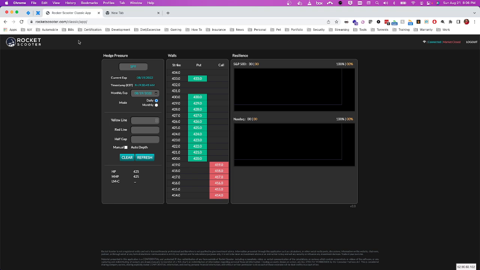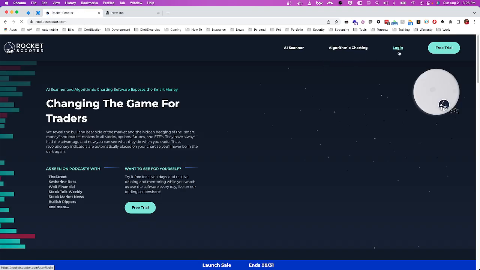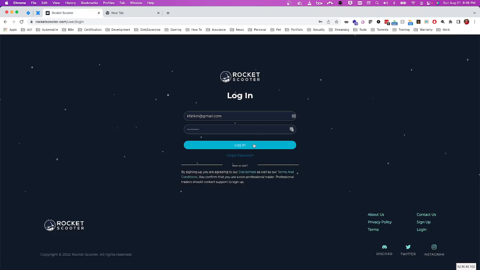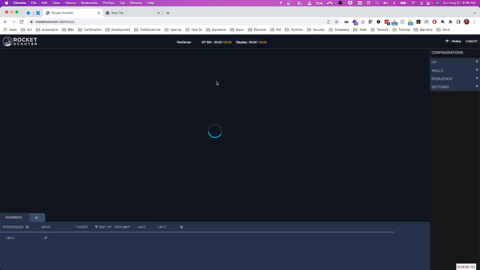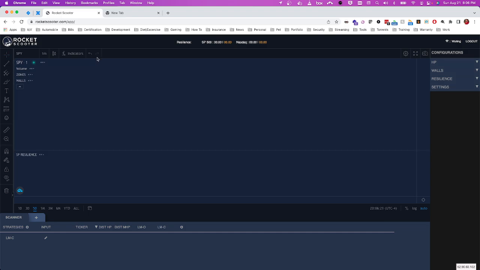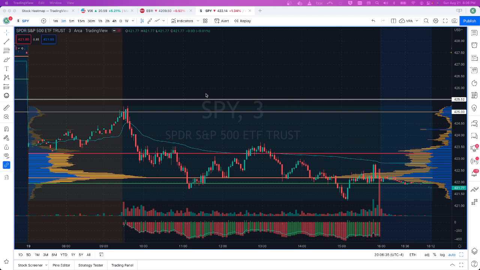Unfortunately, when I pull up Rocket Scooter, you can see if I load their main app here, I can use the classic app, but the main one right now doesn't show historical data. So if I try to pull it up, it's just going to tell me in the top right that it's not connected. So I have to use screenshots that I took from the day, but that's okay. I'll also show you how I mark it on the chart because I do trade within TradingView, so I have to mark it on my chart, and you can also use TradingView for that.